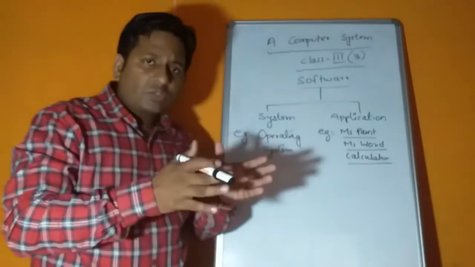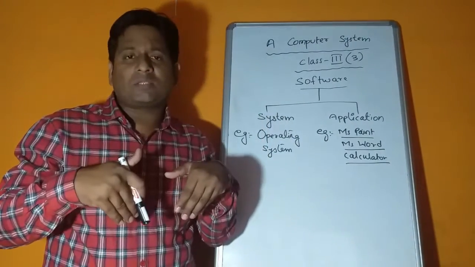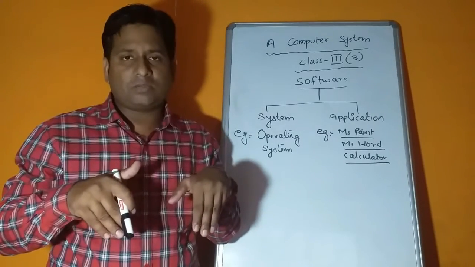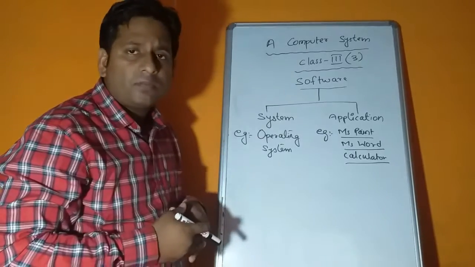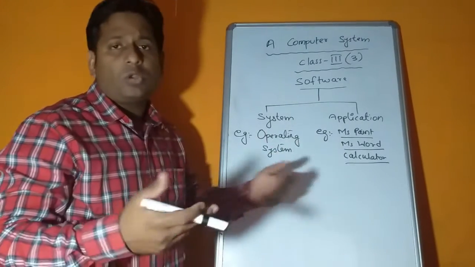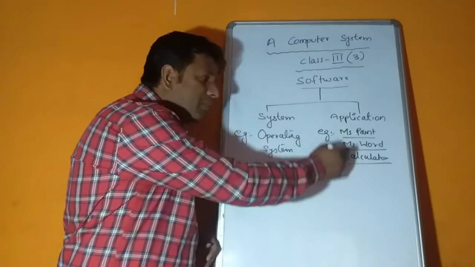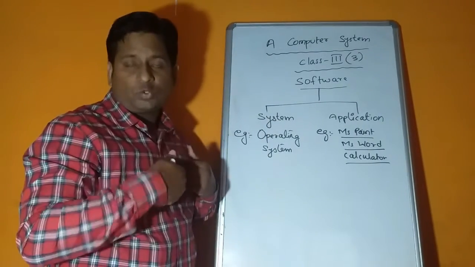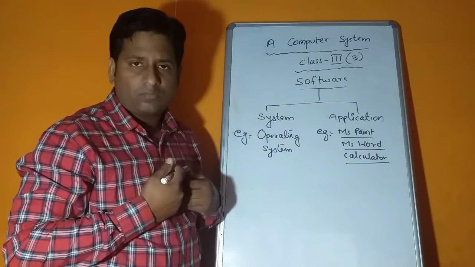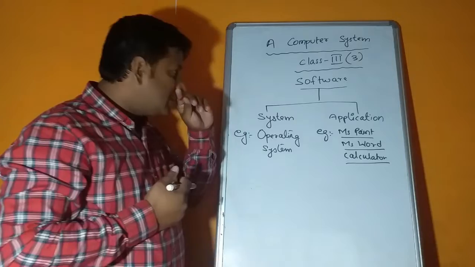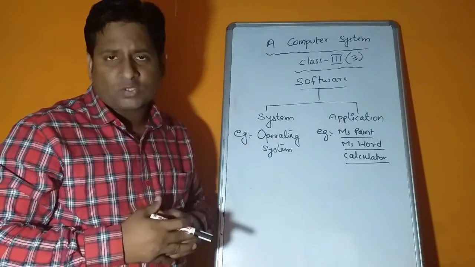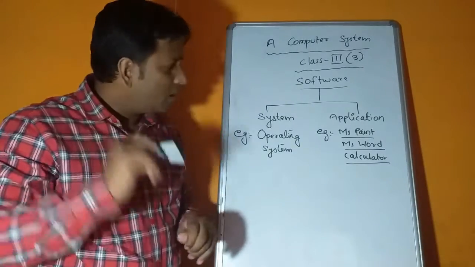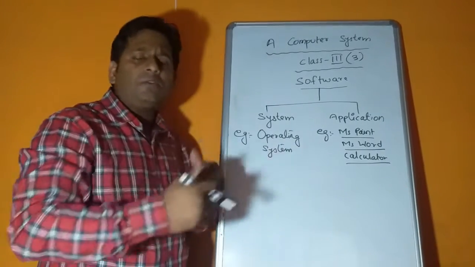So these are the software required by us based on our interest. If you don't need MS Paint, don't use it. You use Microsoft Word. If you don't need the calculator, don't use it. So these uses are based on our interest, and they are known as application software. So children, software is categorized in two parts: system software and application software. Is it clear, children?